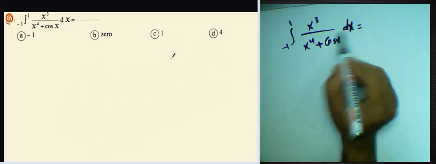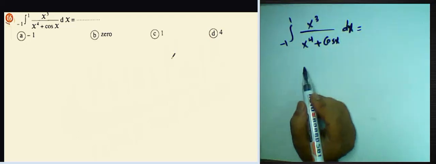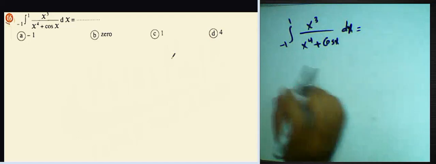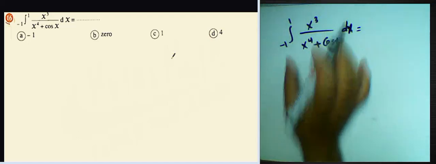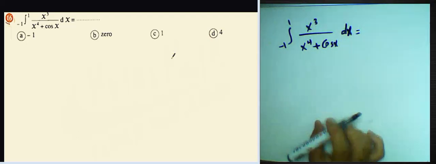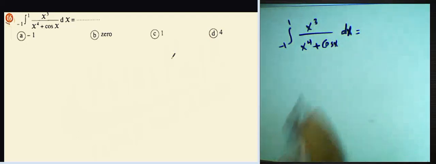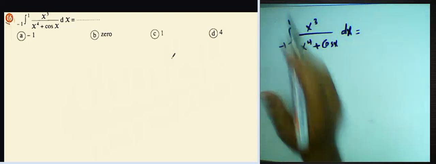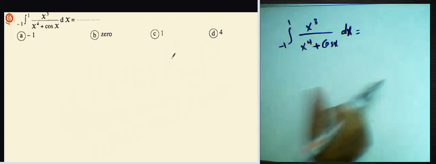To find the result of this integration, we must know whether this function is odd or even. If the function is odd, the result will be equal to 0. If this function is even, we can write the integration from 0 to 1 and multiply the result by 2.